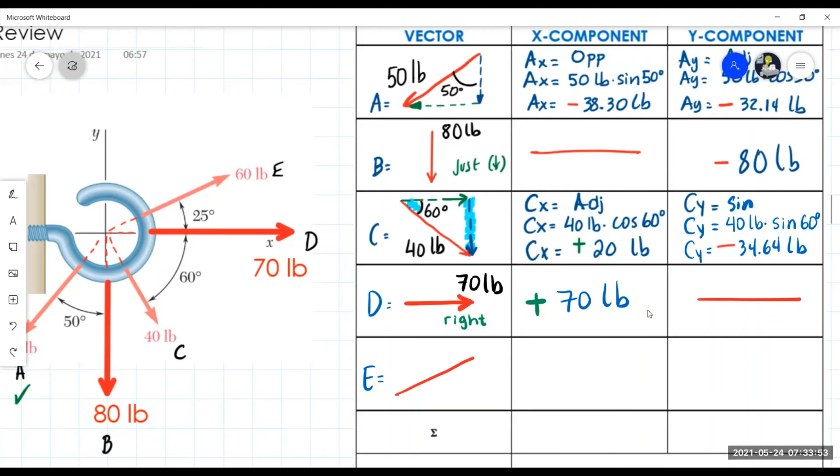Then I continue with my vector E. It measures 60 pounds and has an angle of 25 degrees. Let's see the components. My x component, where is it going? It's going to the right, so it's positive in x. And the y component is going up or going down? Up, so it's also going to be positive.